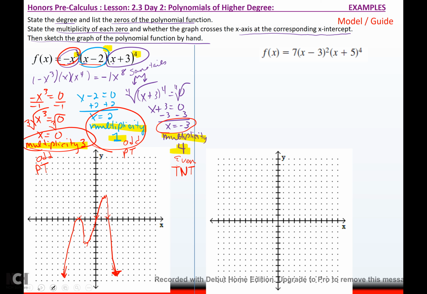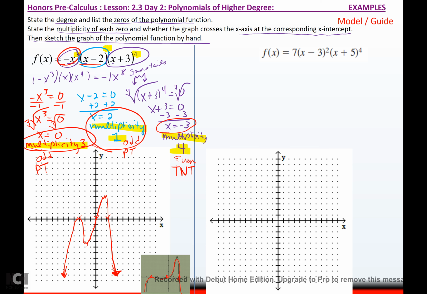And if I type it on my graphing calculator, I can see that it comes up to negative 3, touches and turns, comes back, passes through at 0, comes up and comes back through at 2.